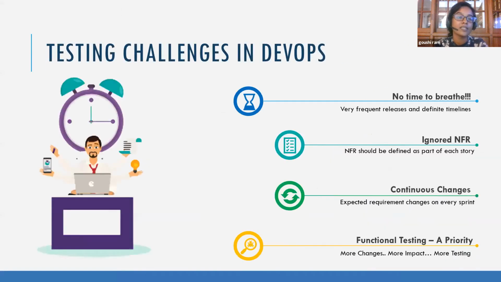Why is that? This is because of the challenges that we face in DevOps. The first challenge is time. Simply, we do not have enough time to execute a performance test.